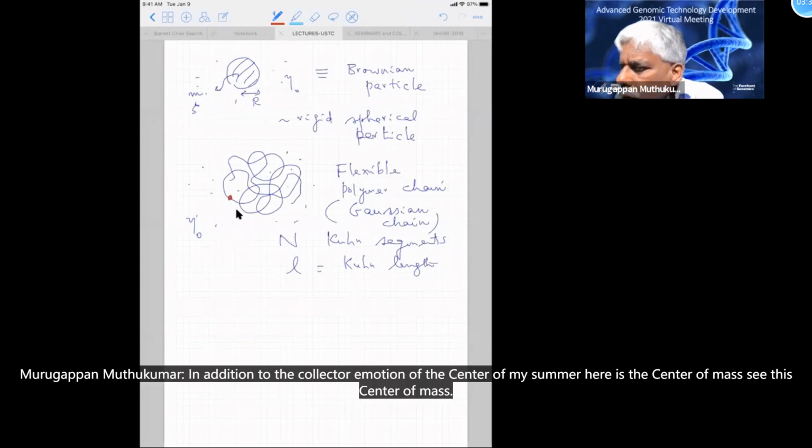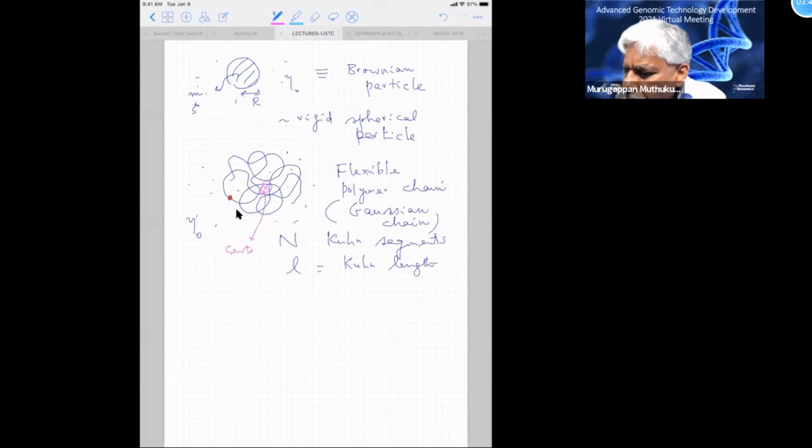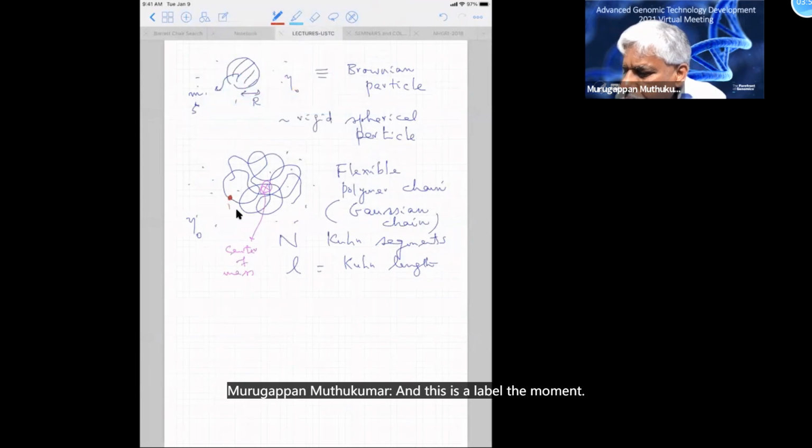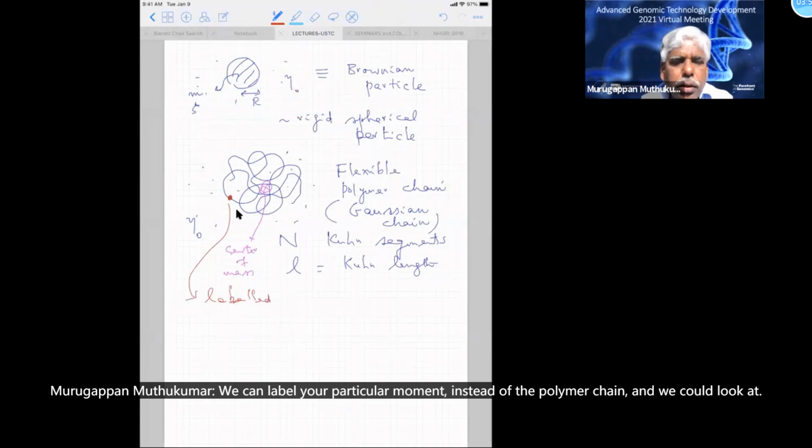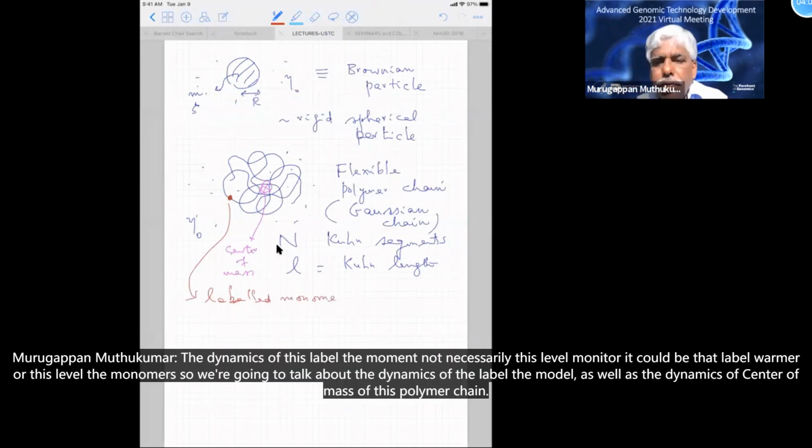In addition to the collective motion of the center of mass, somewhere here is the center of mass, and this is a labeled monomer. We can label a particular monomer inside the polymer chain, and look at the dynamics of this labeled monomer, not necessarily this one. It could be that labeled monomer or this labeled monomer. So we're going to talk about the dynamics of a labeled monomer as well as the dynamics of the center of mass of this polymer chain.